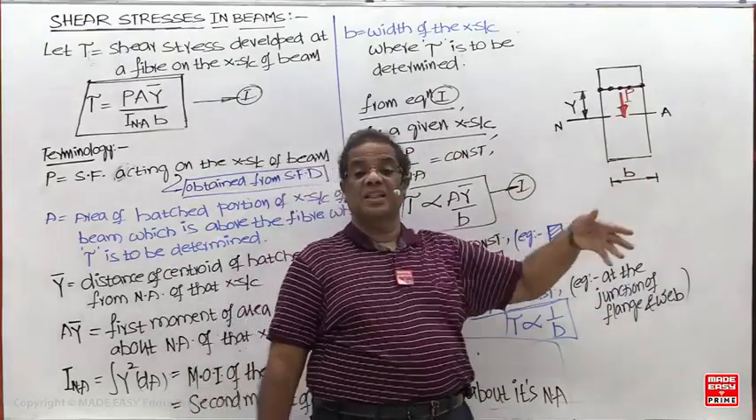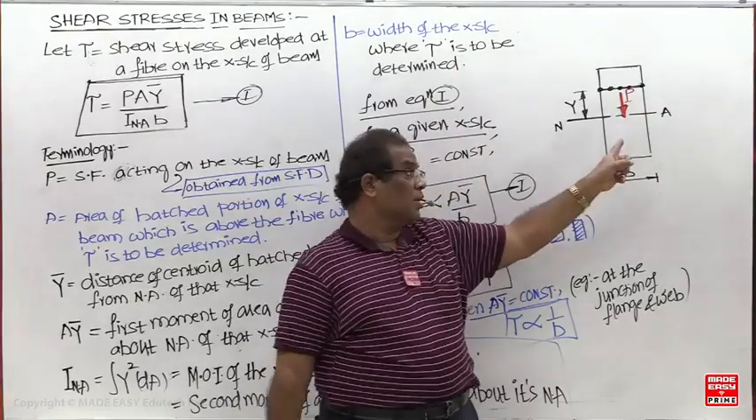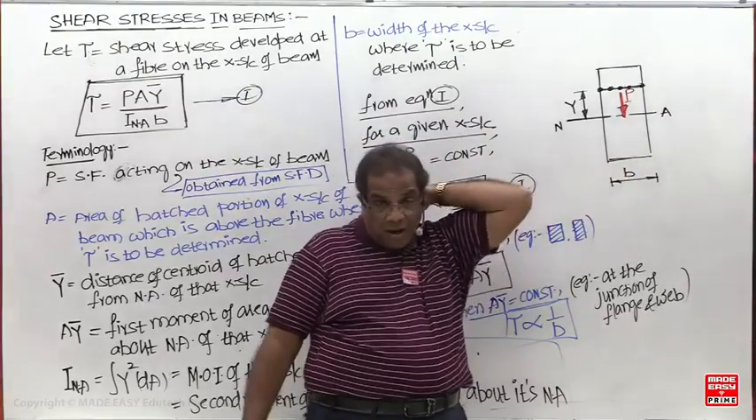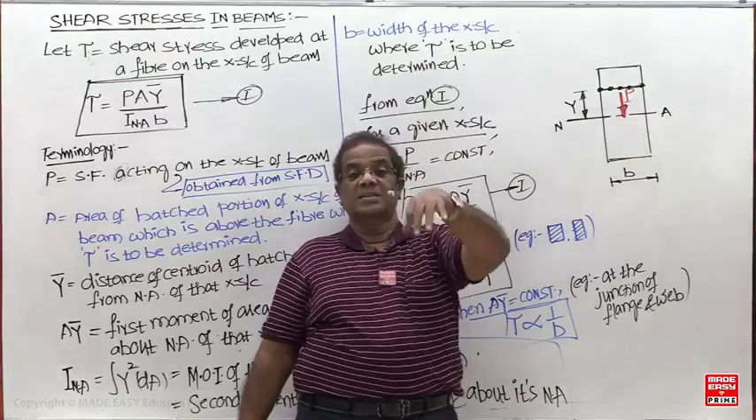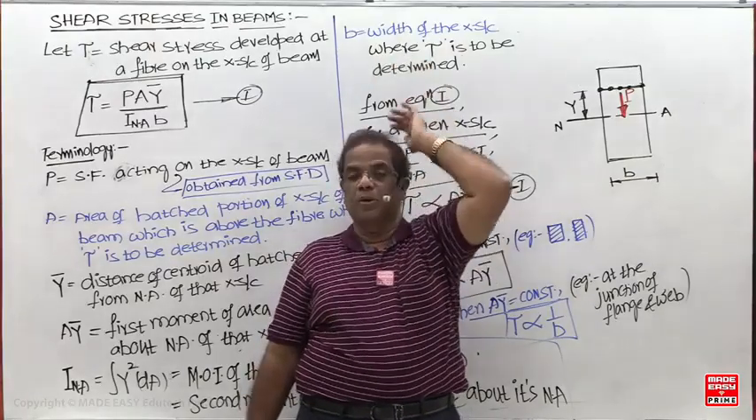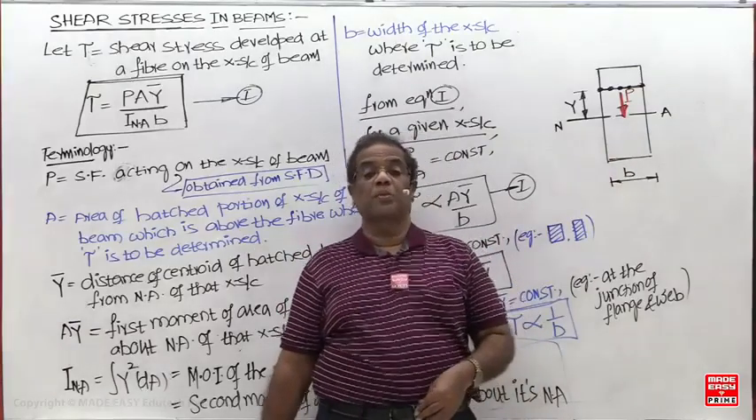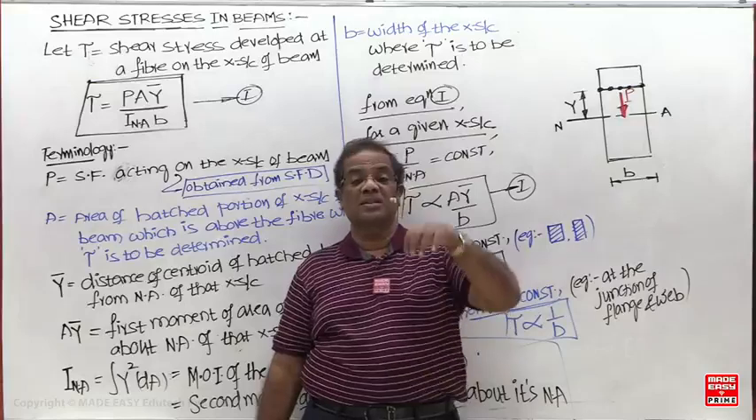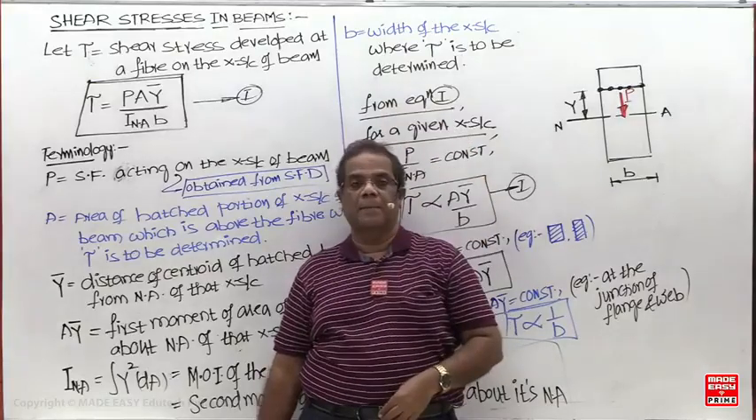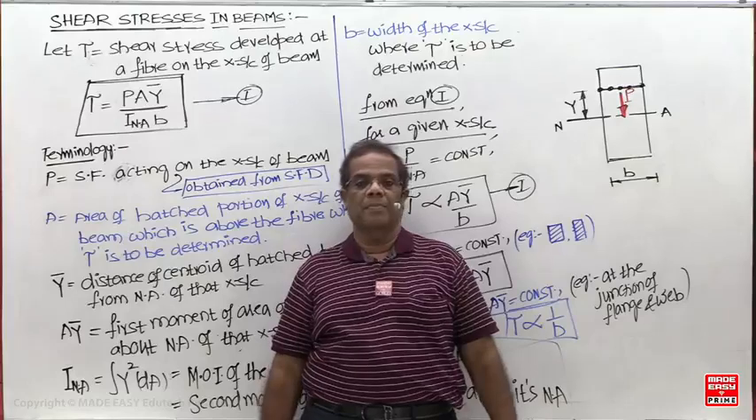Suppose this is a cross section at the mid span of a simply supported beam, subjected to a point load W. If this is a cross section of the simply supported beam at midspan, which is subjected to a constant point load at midspan, then in that case, what is this P value now?